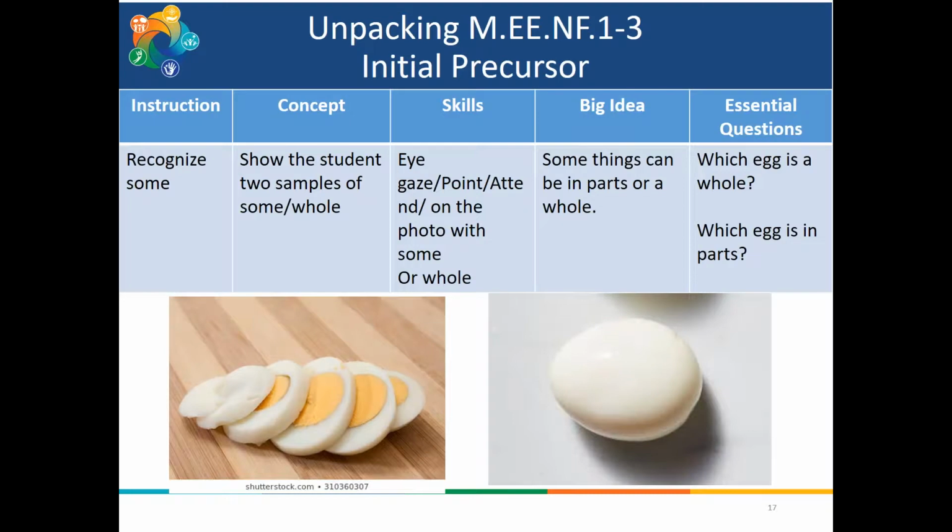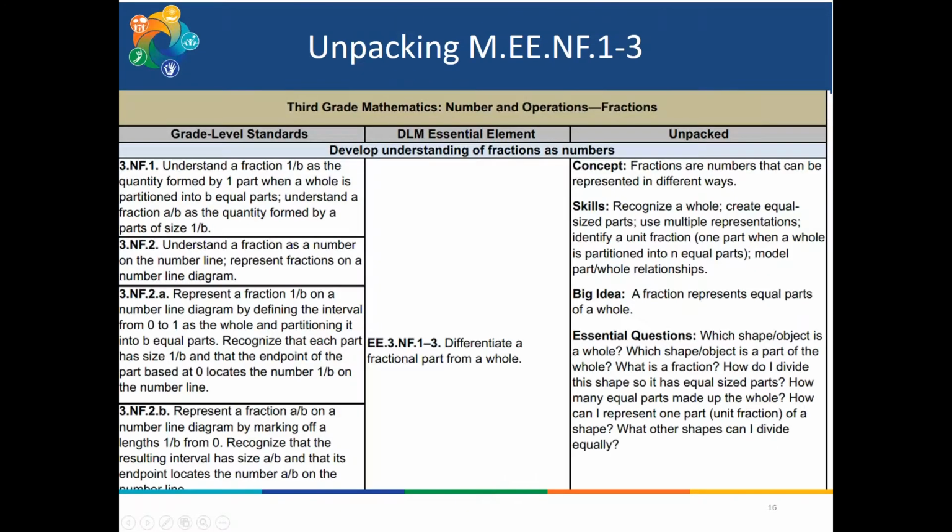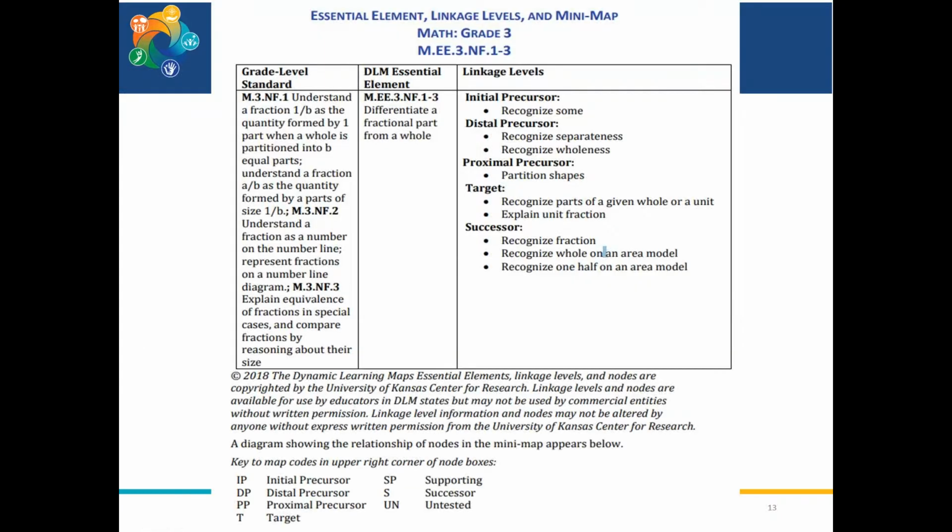So here's the first one, which is unpacking that at initial precursor. If you take a look, the instruction piece is recognize some. And I'm just going to skip back a few slides so you see where I got that idea from. Here it is, right here in the blueprint. It's showing what that linkage level looks like, what the distal precursor should look like, what the proximal precursor should look like. So that's where I got that idea from.